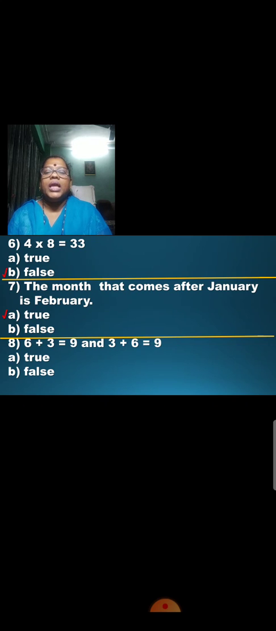Now, 6 plus 3 is equal to 9. And 3 plus 6 is equal to 9. So is it true or false? Think. True. Very good. So when you change the order of the numbers, you'll get the same answer.